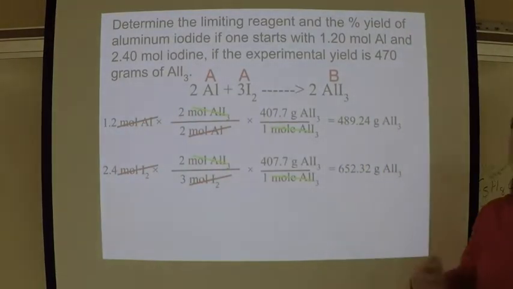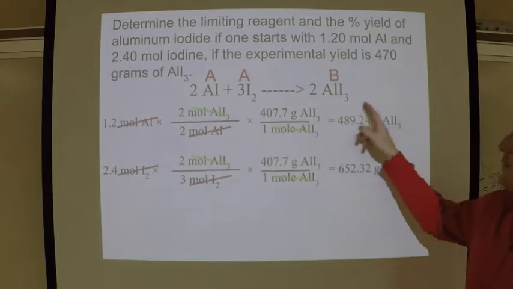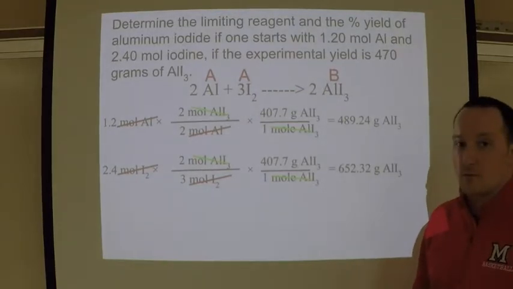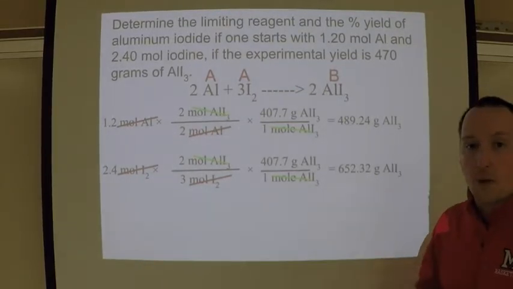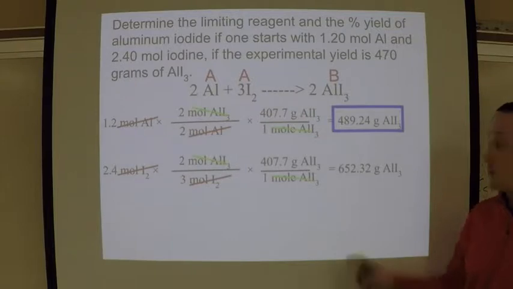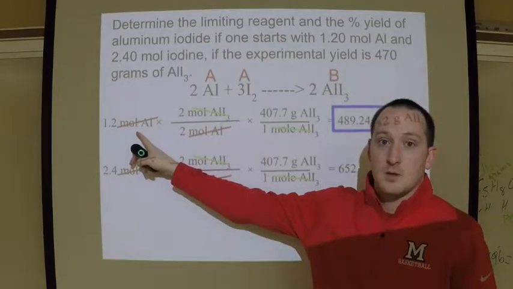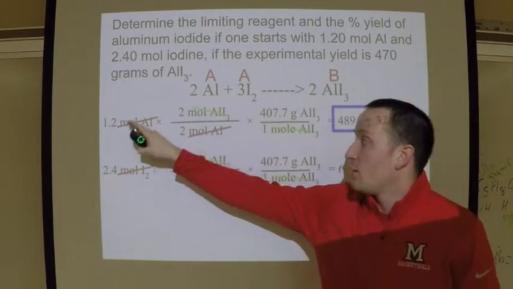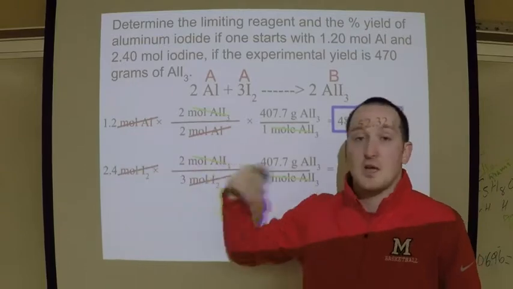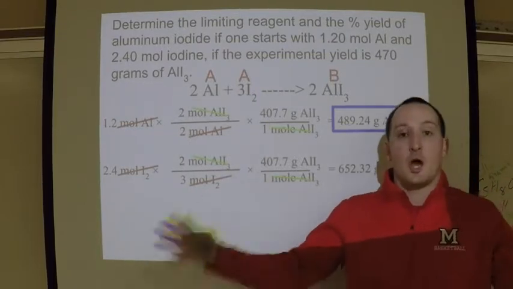All right, now here's where we have to make a decision. If I used my aluminum, I got 489.24 grams. If I used my 2.4 moles of iodine, I got 652.32 grams. Remember, the smaller amount of product is my limiting reactant. That means this is my limiting reactant. Now, not AlI3. I'm showing you this is the smallest number, which means my limiting reactant is aluminum. Okay? So, the substance that produces the smallest amount of product is my limiting reactant. So that means, since it said determine the limiting reagent or limiting reactant, I would say aluminum is my limiting reactant.